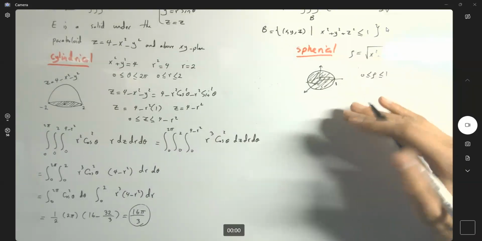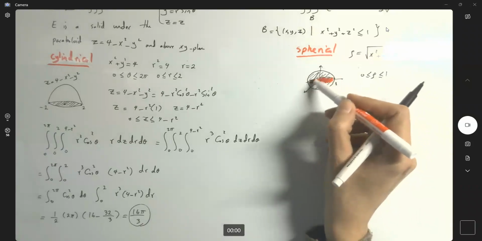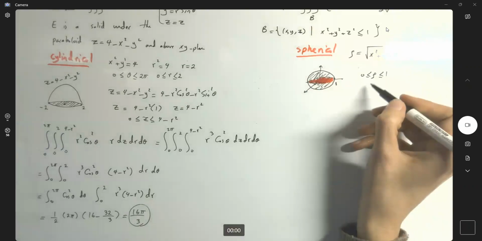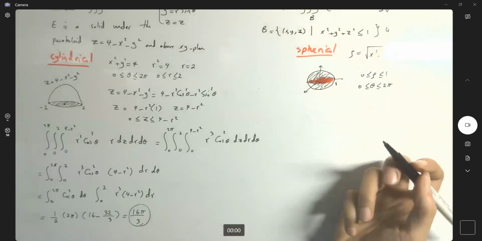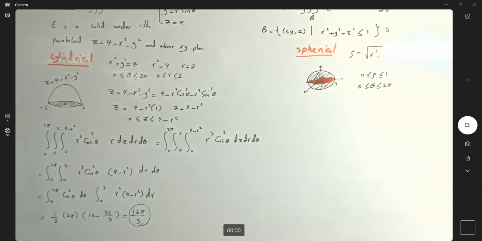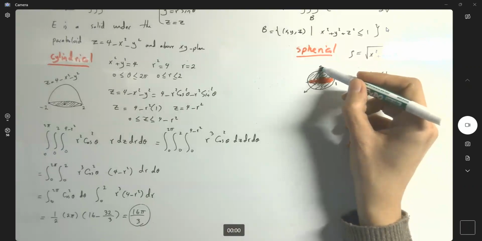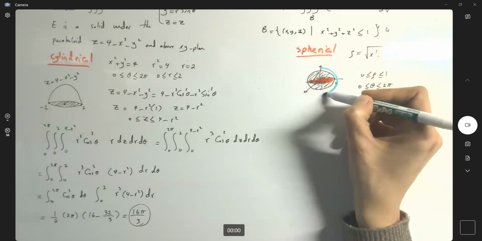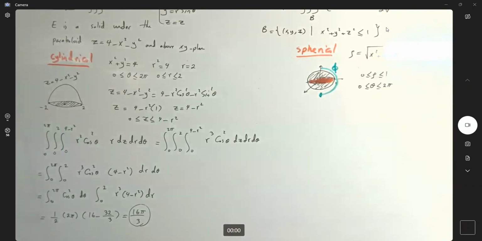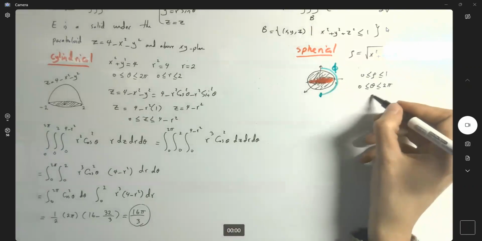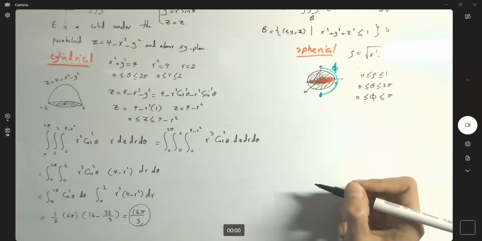If I slice this, the base is going to be just a disk. It means that my theta is bounded between 0 and 2 pi. What about phi? There is no restriction on phi. Phi is the angle between the positive part of the z-axis and the point. But by convention, we know that it stops at pi. So my phi is bounded between 0 and pi. There is no restriction here, absolutely none.